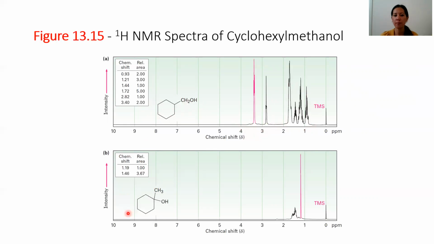If you got the Markovnikov product, you would have this methyl group not split by anything, so you would see a singlet a little past 1. And here are the relative areas, but basically you would end up seeing this integrating to 3 relative to the rest of the H's here.